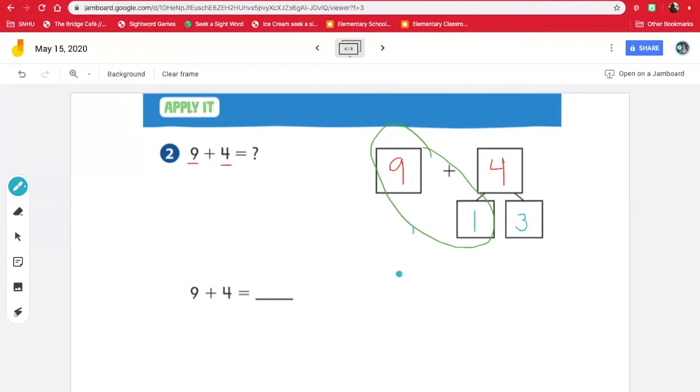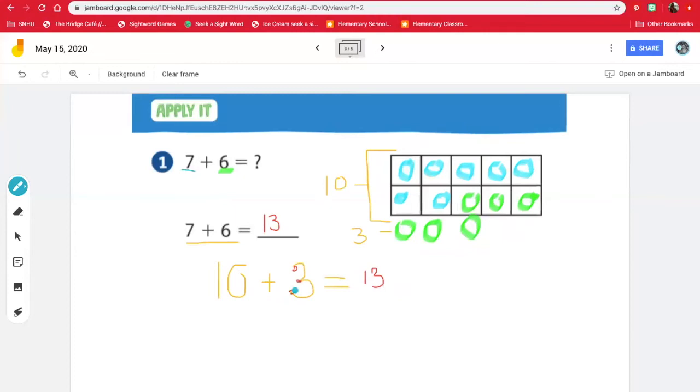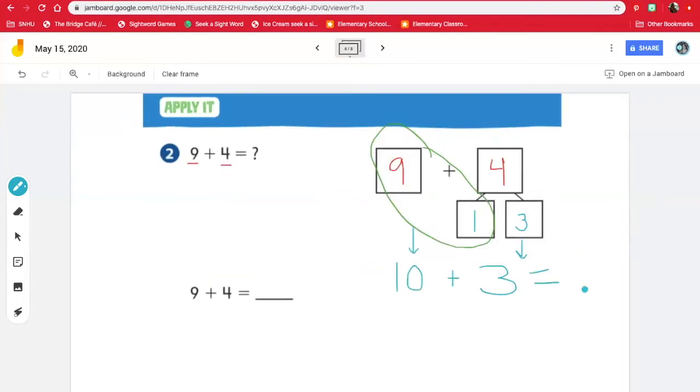So here I am adding 10 plus 3 equals, well, from the last problem, we know 10 and 3 equals 13. We could also put 10 in our calculators and count on. Or we could draw a picture or tallies. So that means that 9 and 4 equals 13. The total is 13.